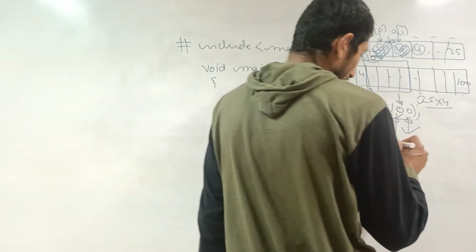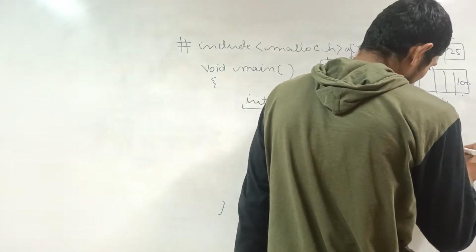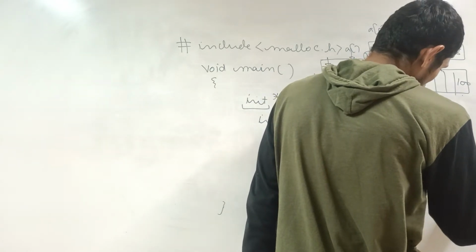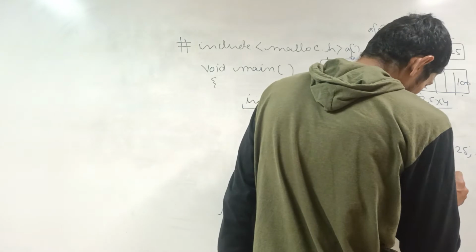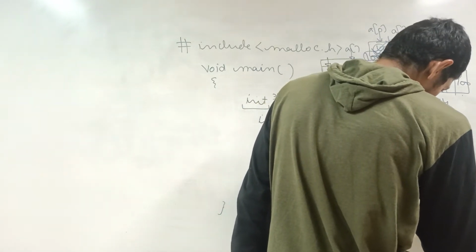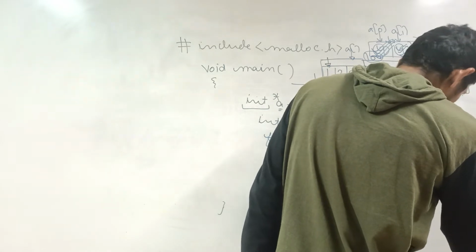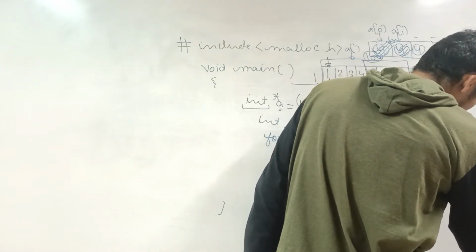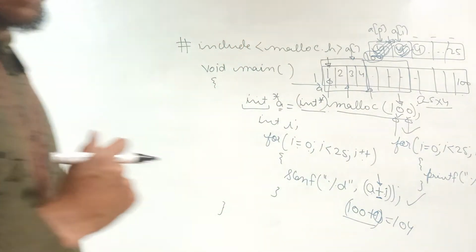In a similar manner, I can print the values: for i equals 0, i less than 25, then i plus plus. Whenever we have an address, with the help of star, I can print the value. So I can write *(P plus i). Are you following this one? That is quite similar and quite simple.